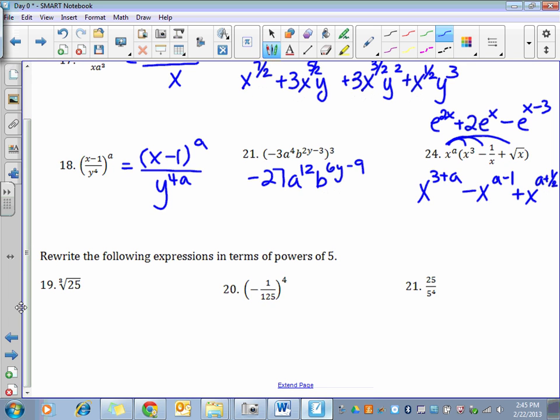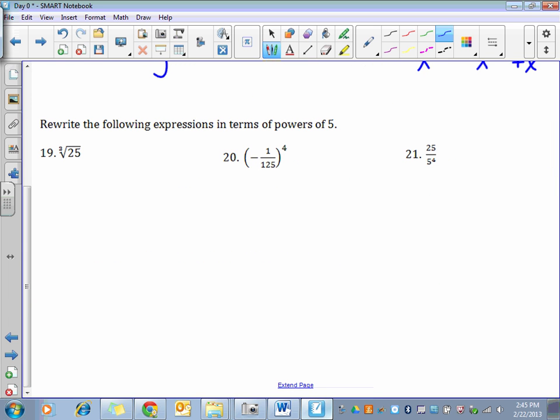So our last couple of problems on the page. What we are doing now is rewriting these expressions in terms of the powers of 5. So we're going to apply all of those laws. And this will really prepare us for our next unit on logarithms and exponents.